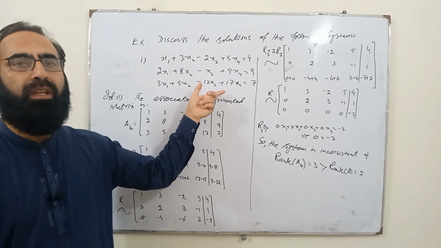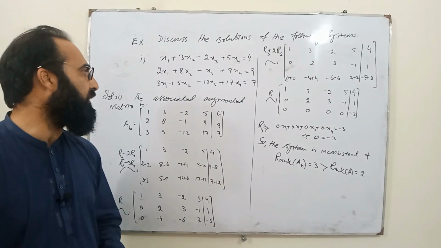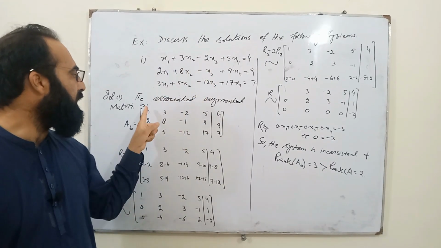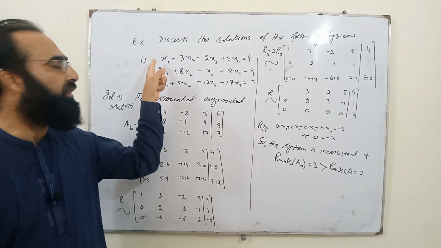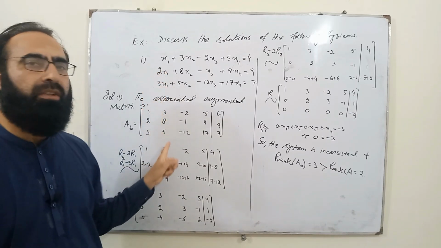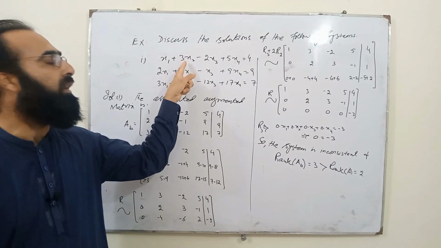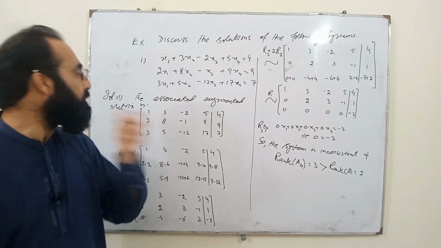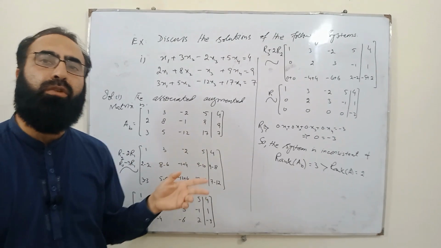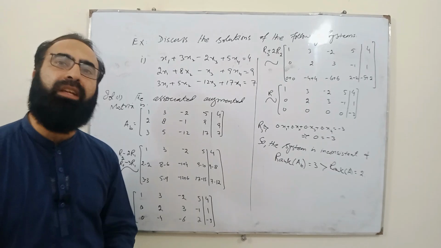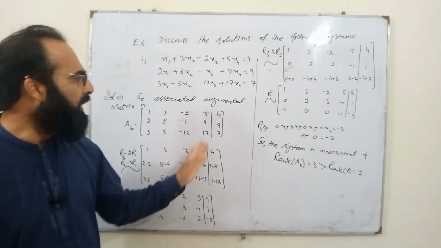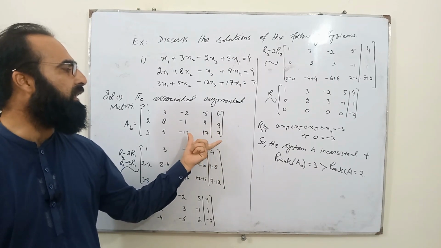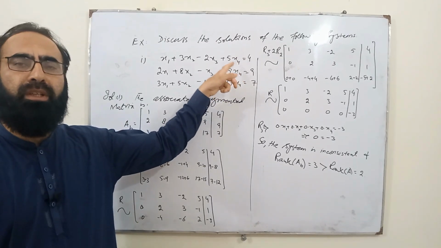This one is basically a system of linear equations. The corresponding augmented matrix of the given system is this one. Clearly, the first column represents the coefficients of the variable x1. The second column represents the coefficients of the variable x2, 3, 8, 5, and similarly the third and fourth columns represent the coefficients of variables x3 and x4 respectively. On the right side of this vertical line, 7, 9, 7 are basically representing the constant terms of the given system.